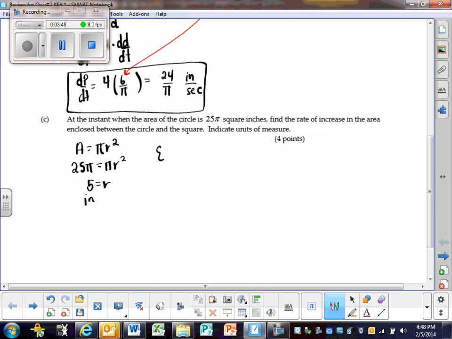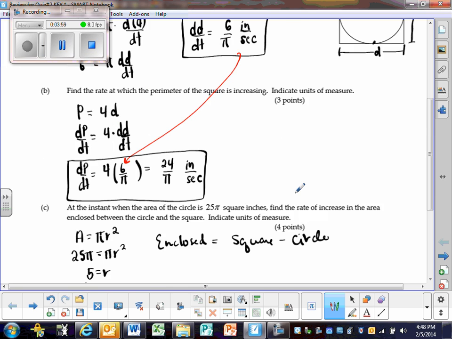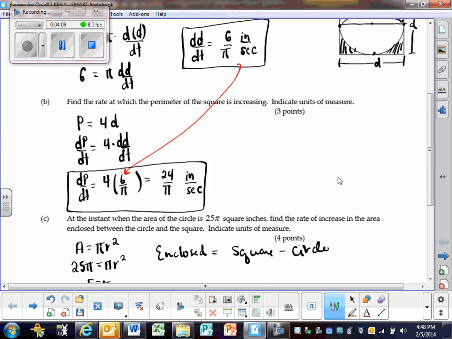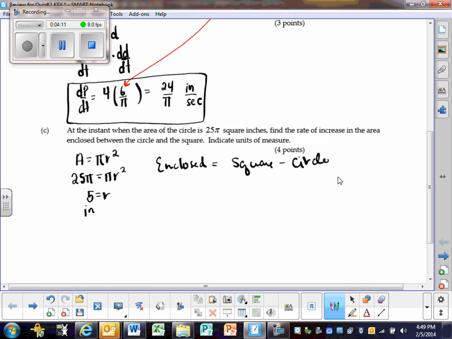Well, the enclosed area is the square minus the circle. So if we go up to look at that, the shaded area we're referring to, or the enclosed area, will be the part outside the circle, but still inside the square. Okay, so we're trying to get, I'll call it E for enclosed, the rate of change of E. So I'm going to write the formula for that.